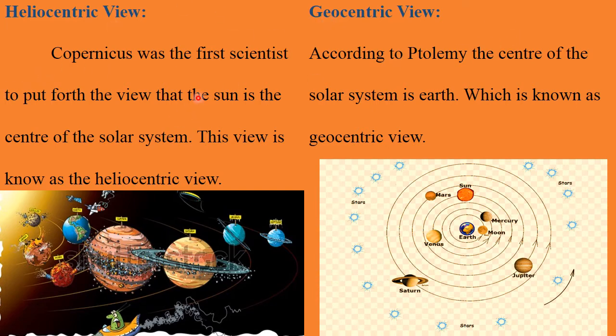So we see in this description who gave this concept and who gave that concept. Copernicus was the first scientist to put forth the view that the sun is the center of the solar system. This view is known as the heliocentric view. According to Ptolemy, the center of the solar system is Earth, which is known as the geocentric view. We can see in this diagram that the center of the solar system is the sun, and in this diagram the center is shown as Earth.